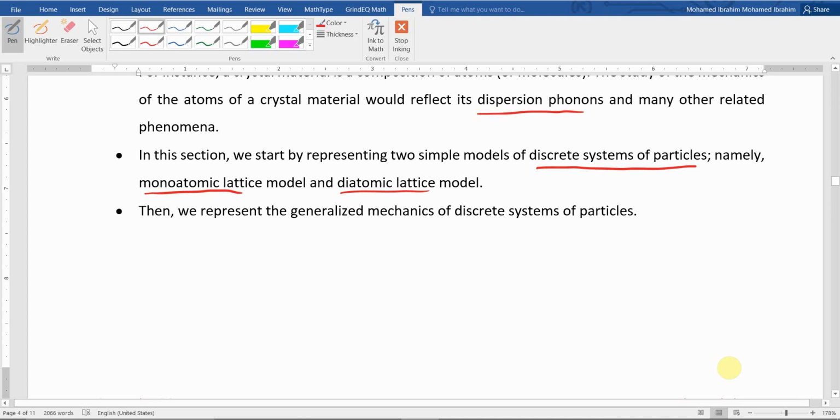Then we're going to move to a more general concept of the mechanics of a discrete system of particles, where we generalize to three-dimensional space. In these two examples, the monoatomic lattice and the diatomic lattice, we're going to work in the one-dimensional case. Then we're going to move to the three-dimensional case to end up with a general model of the discrete system of particles. Then we're going to use this model to derive the continuum mechanics that we are also going to discuss. Make sense?